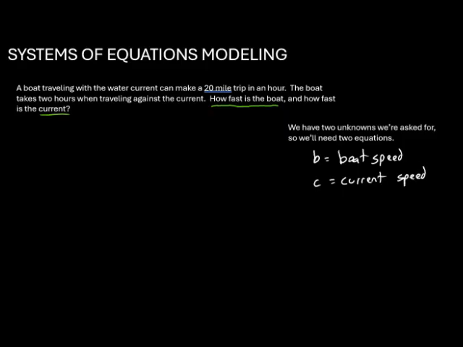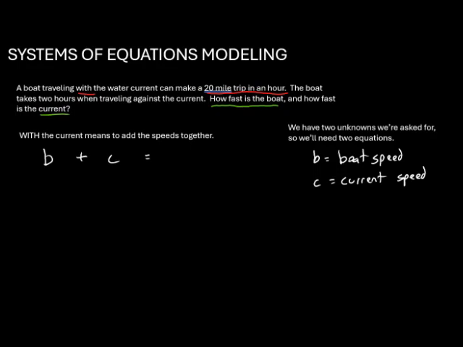Now that we know what letters we are dealing with, let's have a look at the question. We're first told that the boat, when it travels with the water current, makes a 20-mile trip in an hour. When you're traveling with a water current, that means you add the water current speed to the standard boat speed. Therefore, we'll say that first sentence tells us that we're dealing with B plus C, where the boat is going with the current. We will add the speeds together.